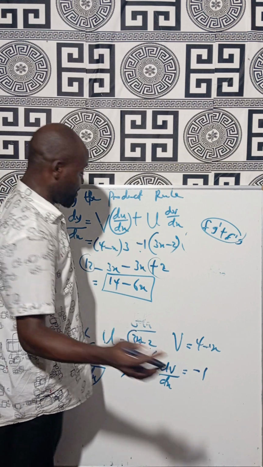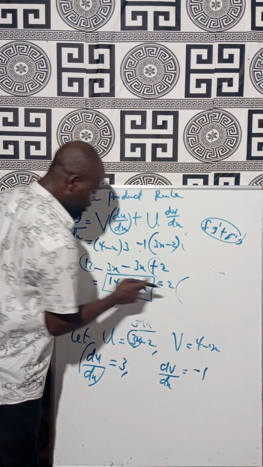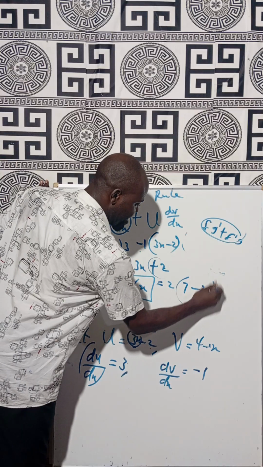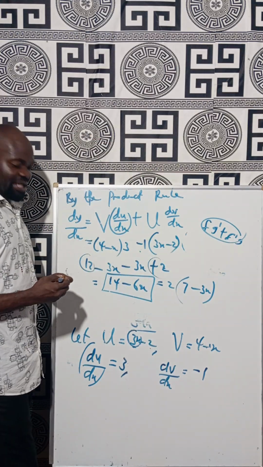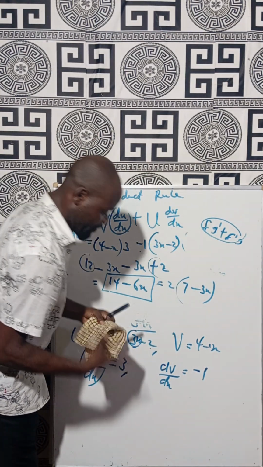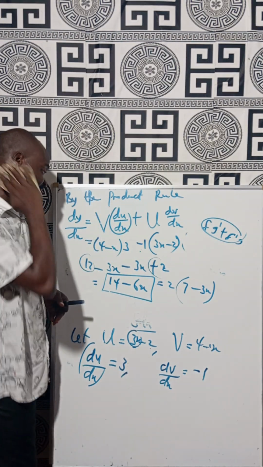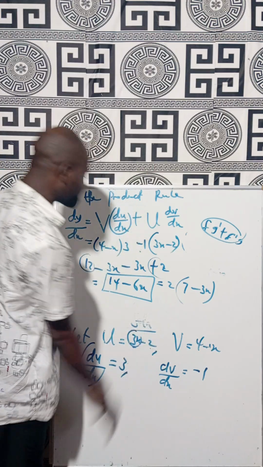That's the result, and I can factorize. Of course, 2 can go. So 2 in 14 is 7, and 2 in 6x is 3x. So that is my result. You can see, very simple and easy. Note it.